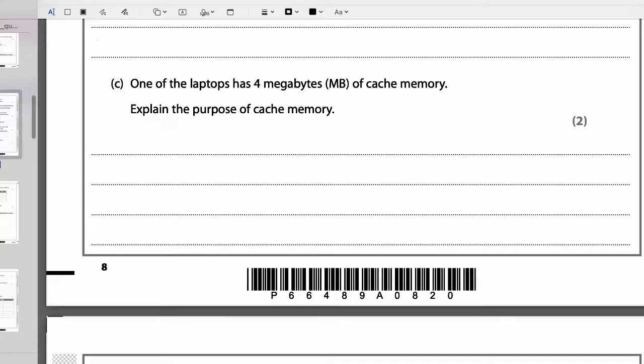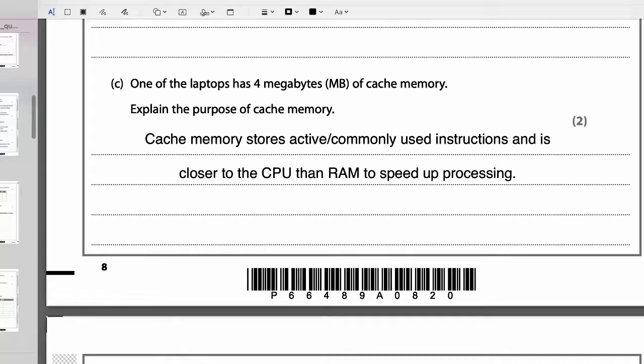C. One of the laptops has 4 megabytes, not megabytes, of cache memory. Explain the purpose of cache memory. Cache memory is closer to the CPU than RAM, and it stores commonly used instructions. So it's going to speed up processing because it puts those commonly used instructions in cache memory. It's closer to the CPU, so it can access them a lot more quickly.